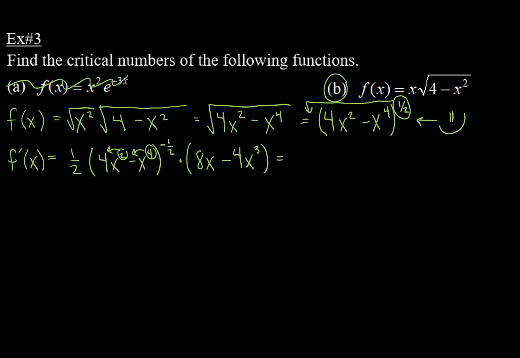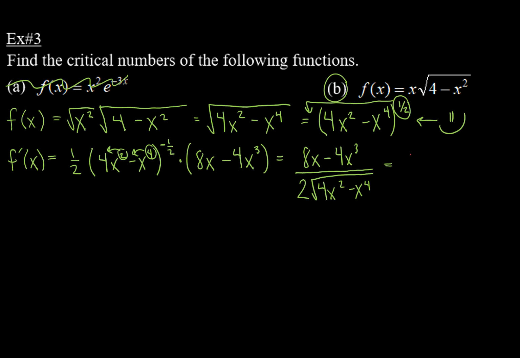So then let's simplify. This ends up being a fraction. In the numerator, I'm going to have 8x minus 4x cubed. And the denominator, I'm going to have 2 times the square root of 4x squared minus x to the 4th.